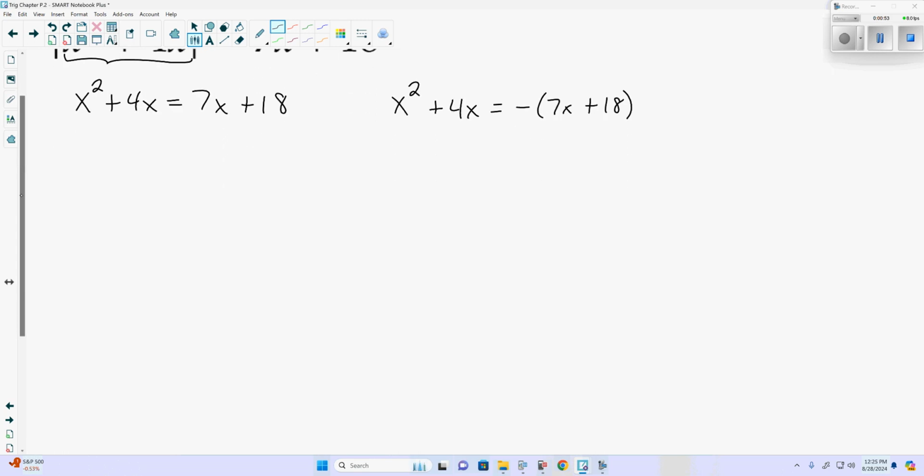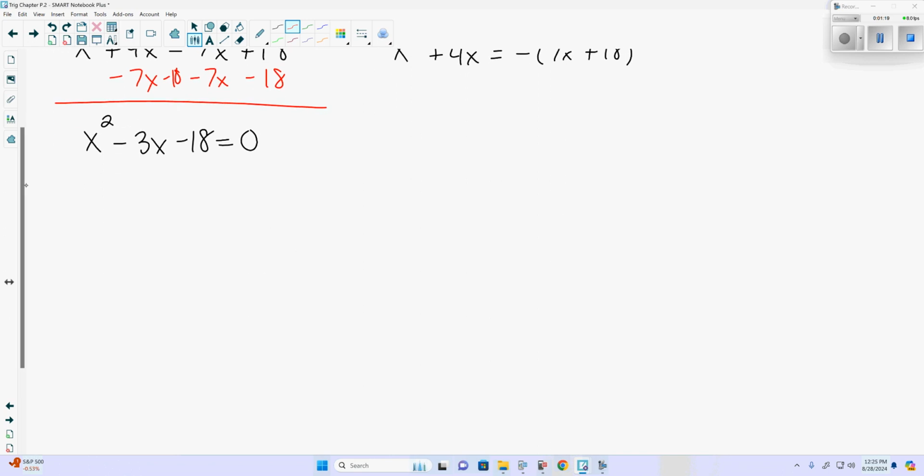Now at this point here, we need to get both of these equations equal to 0. So for the left-hand side, we would subtract 7x from both sides, telling us x squared minus 3x. Well, we could also do what? Subtract 18. Minus 18 is equal to 0. Now at this point here, this equation is factorable. We can factor it. We can also graph it too, if we wanted to.